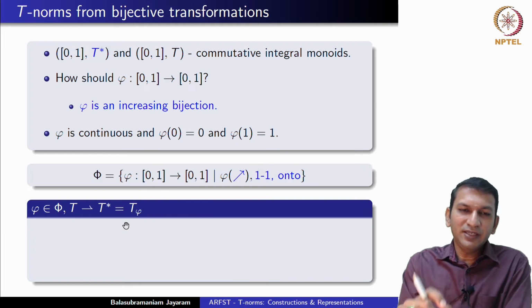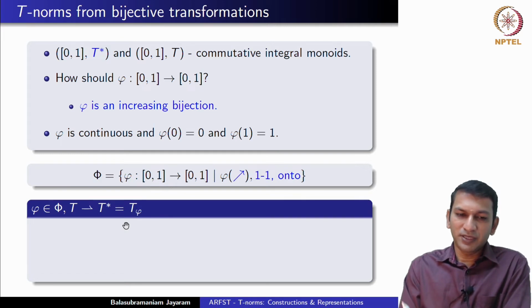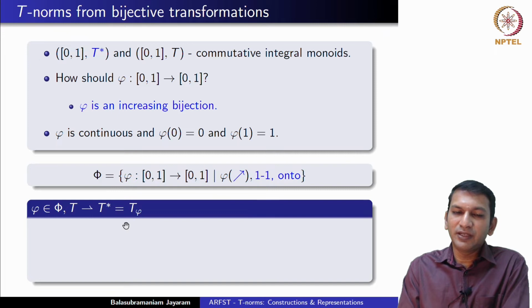Now, given any one bijection from the set under T norm T, we can actually construct T star, just like how we saw earlier. In this sense, we will denote this T star by T phi, because it tells us that it comes from a particular phi and also a particular T norm. So these are the two things that are fixed. Given a T norm and an increasing bijection on the unit interval [0, 1], we see that we can construct a T norm T phi.